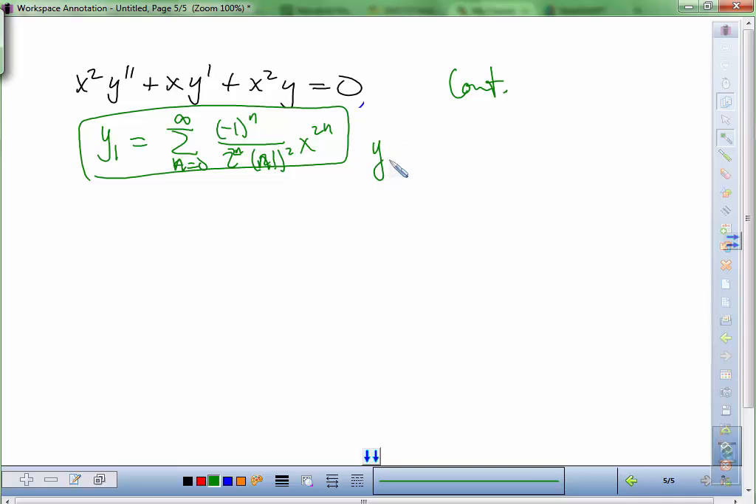Our second solution is going to equal our first solution times ln x plus another series. Yeah. We did, but I'm just going to ignore that, and I'll tack on the C naught if I finish this problem with a general solution.